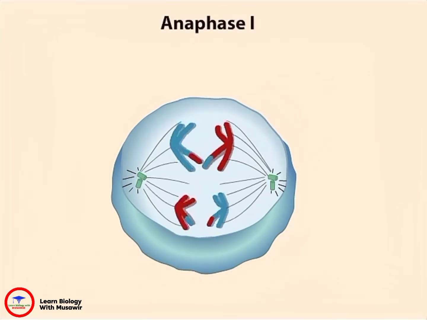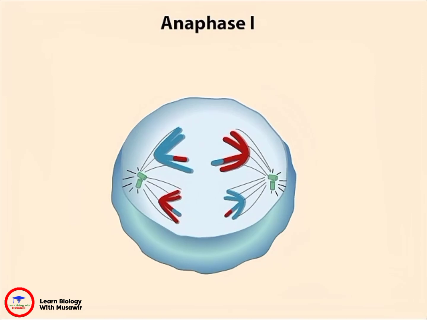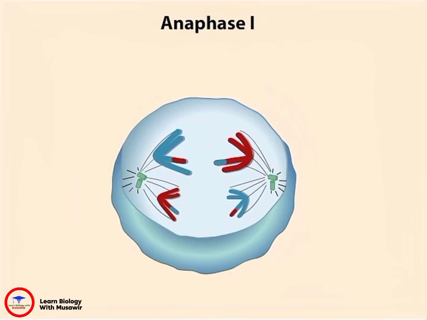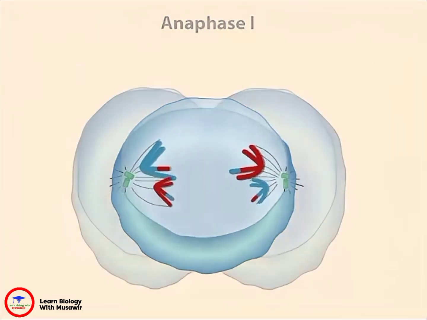During anaphase I, chromosomes from each pair move to opposite poles of the cell. The centromeres of the chromosomes do not divide, so each chromosome still consists of two sister chromatids, which now may not be genetically identical due to crossing over.